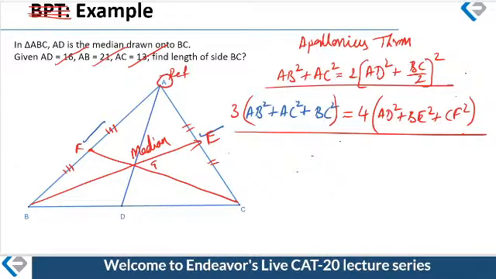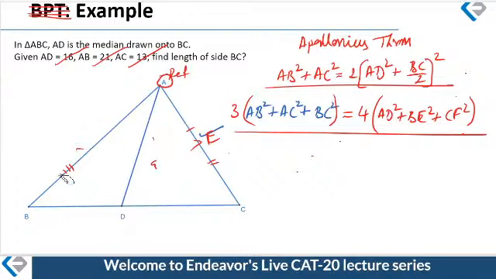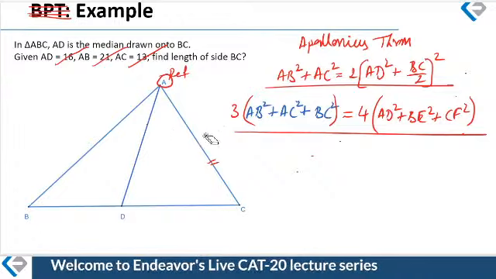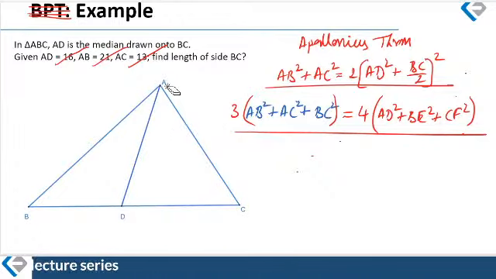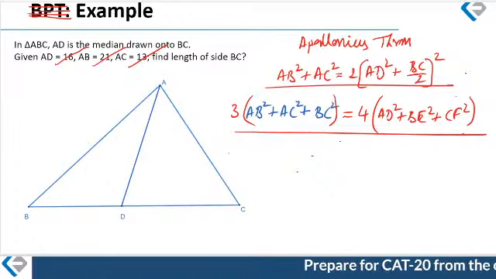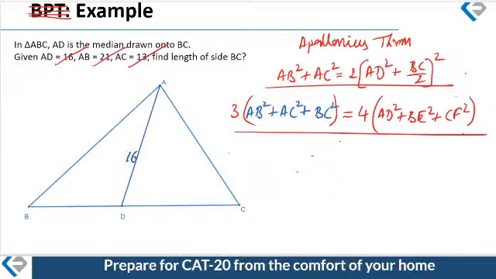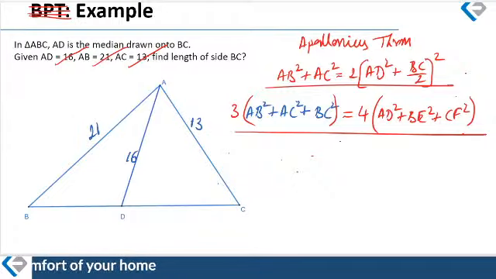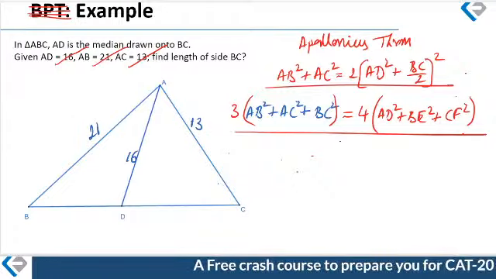Let's go back to the question. These are the two things I told you already in the previous class. Keep that in your mind. So what is given to me? The median AD is given as 16. AB is 21. AC is 13. Therefore, find the length of BC.